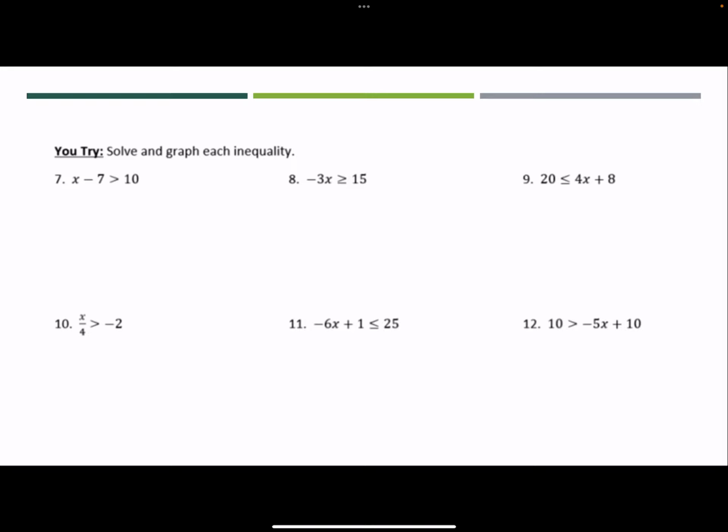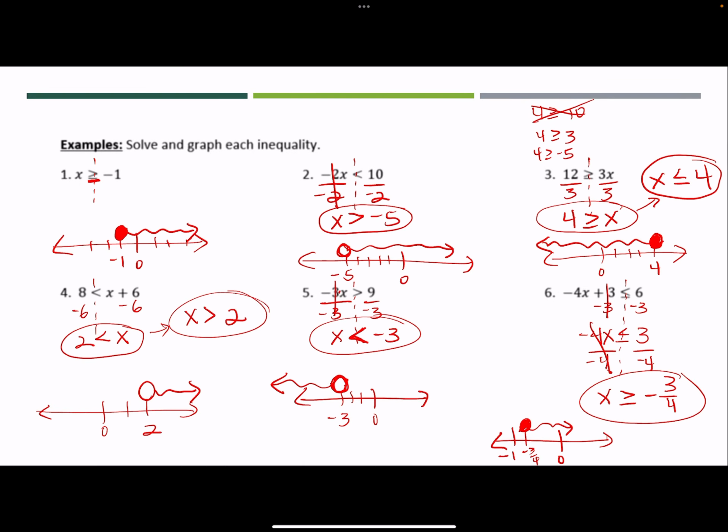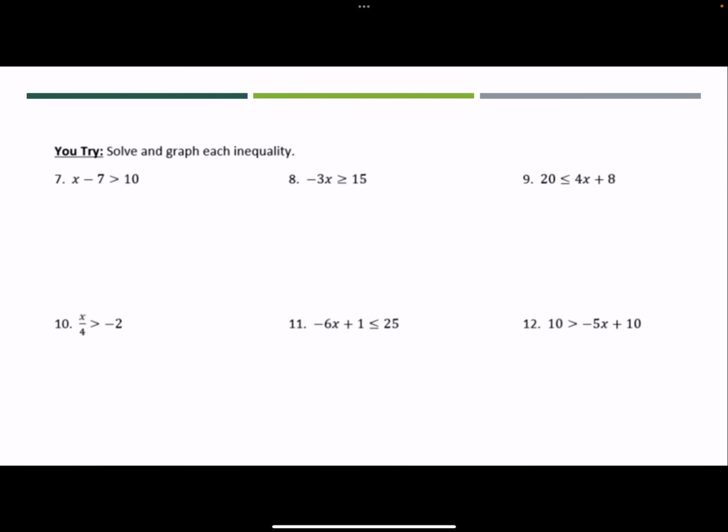All right, here's some more practice problems. I'm going to actually do one more of these with you because we didn't do one like this number 10. So I'm going to do one more of these with you, and then you can do the rest on your own. So we want to get the x by itself.